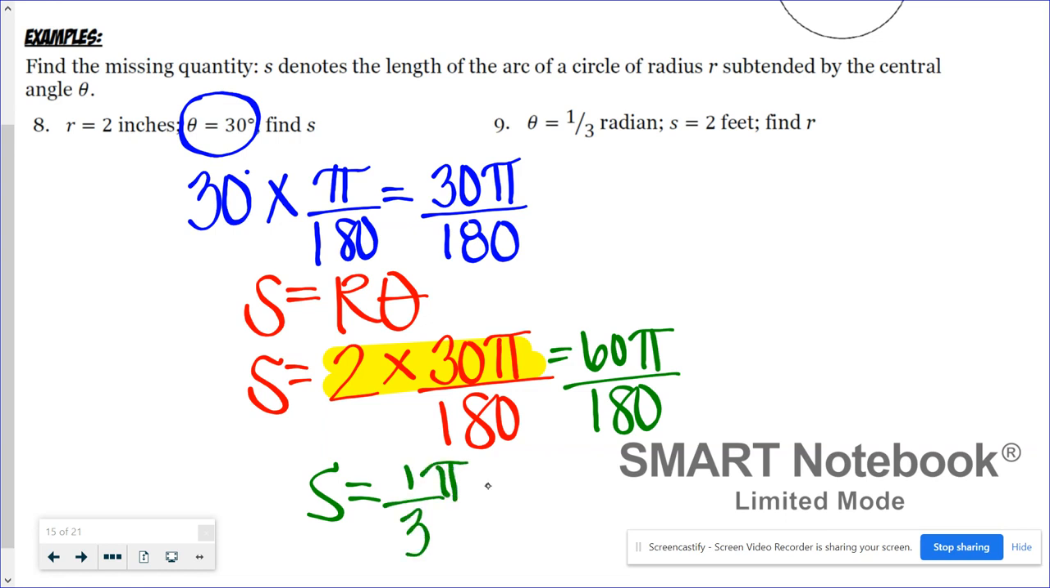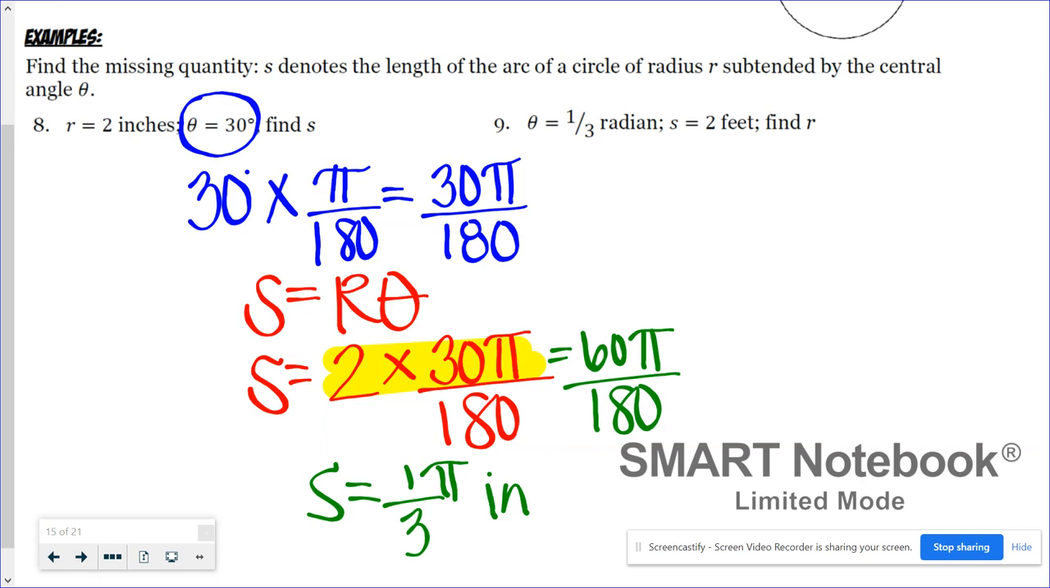Okay, and then of course the arc length is measured in the same units as the radius. So pi over 3 inches is what we're looking at. Okay, in number 9, we're given theta is equal to 1/3 radian, S is equal to 2 feet, find R.